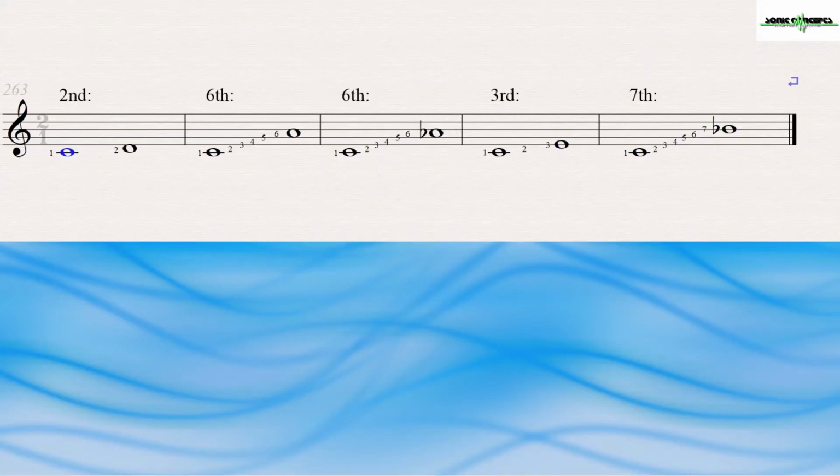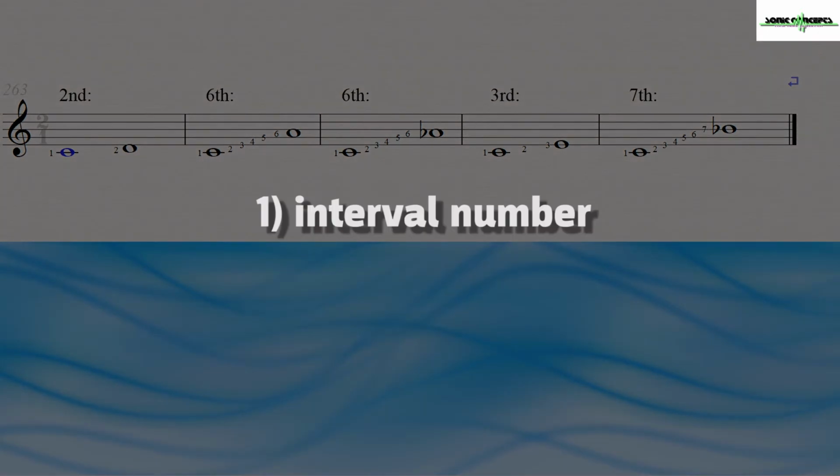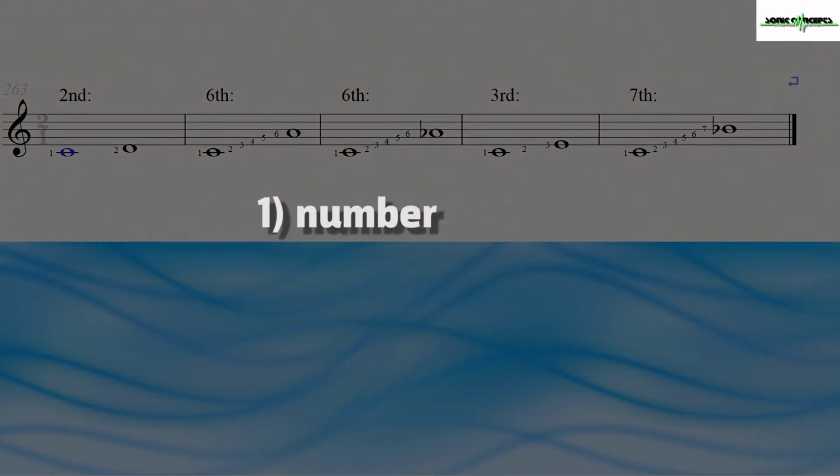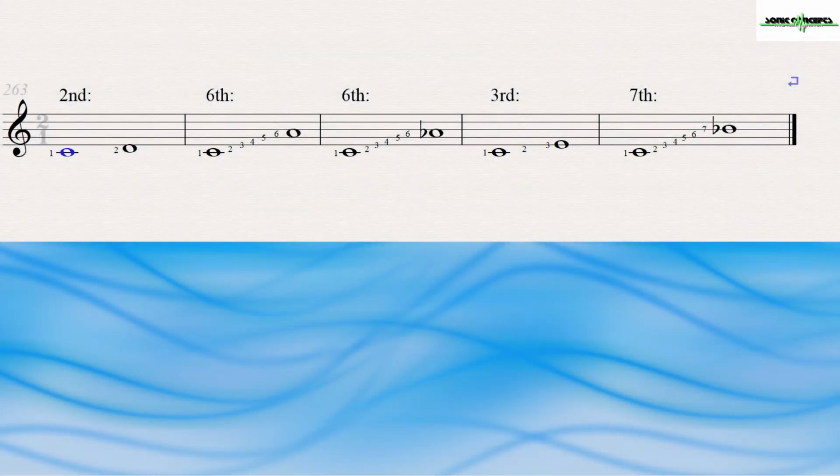Two things are necessary to correctly determine what type of interval you are assessing: its interval number and interval quality. These can also be referred to as simply number and quality. The interval number can be identified by simply counting the consecutive lines and spaces from the low note to the high note, including the low note as the first number counted.